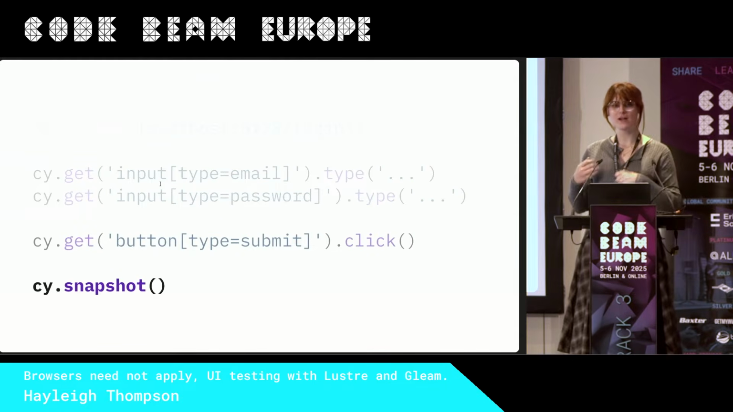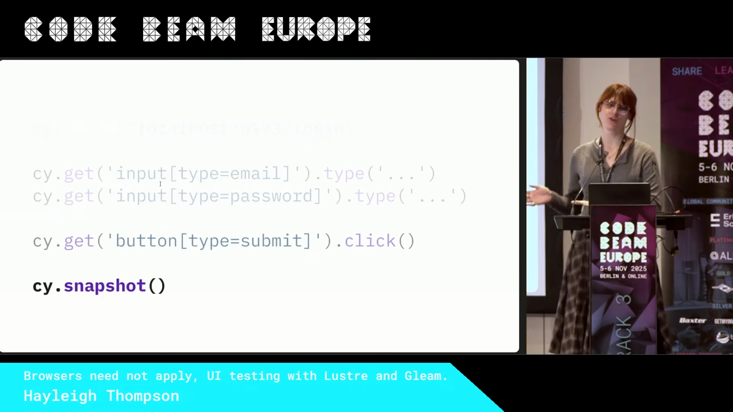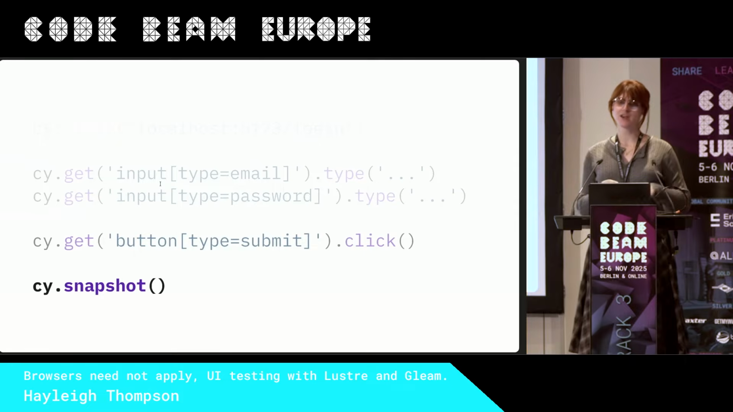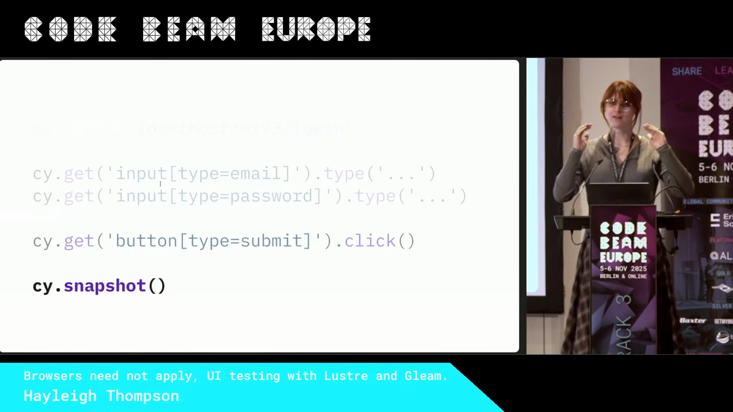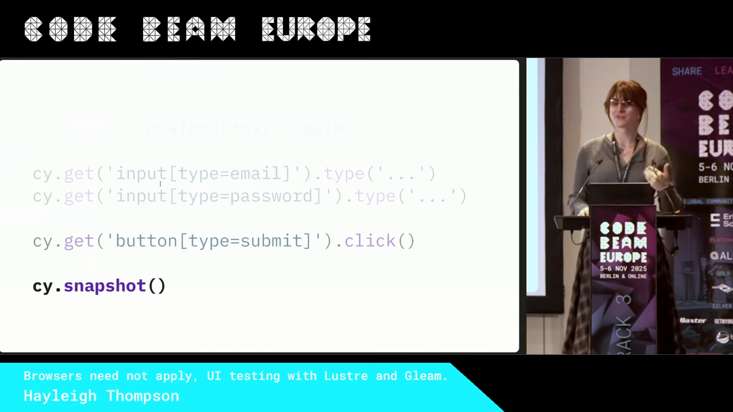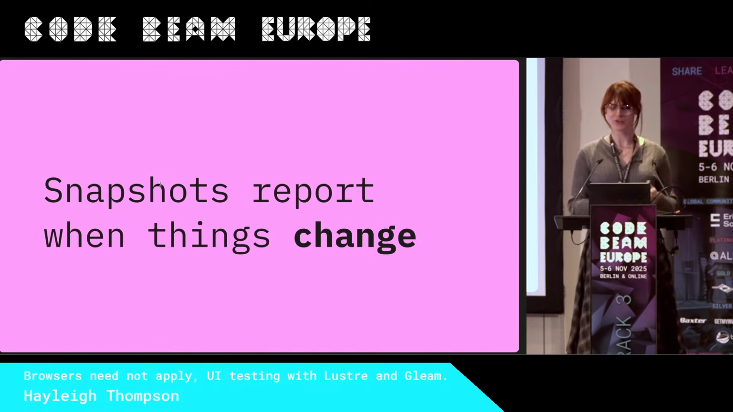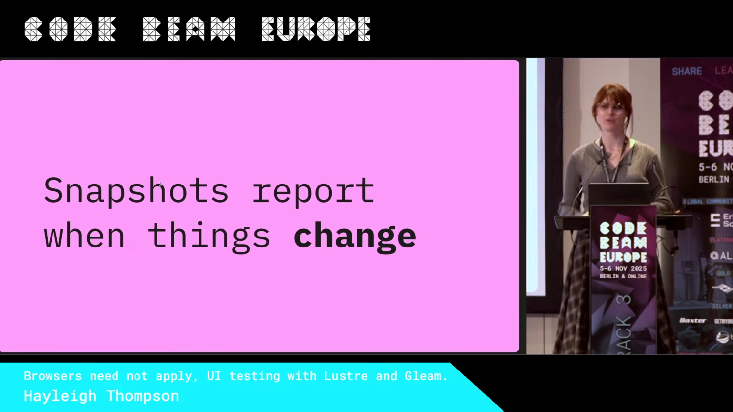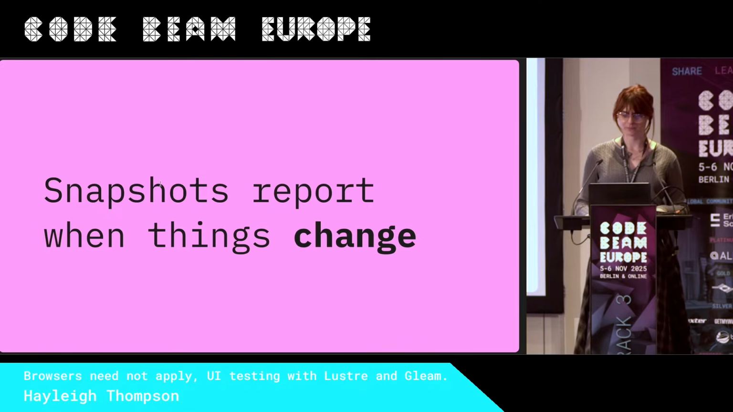And then you might take a snapshot. This is typically a screenshot of the page that you then save, you commit. And the next time that test runs, if there's a difference, you can use your eyeballs to see that change. And so these snapshots report when things change, and they hopefully act as a smoke signal for bugs or issues that you can then dive into the code and investigate.